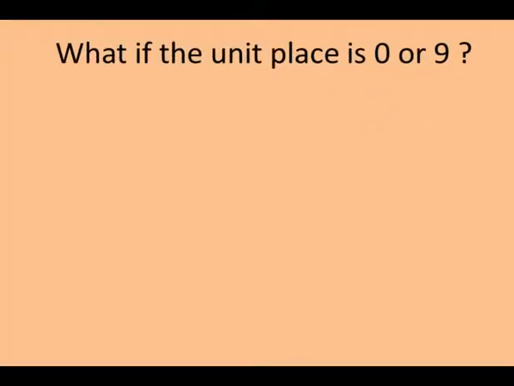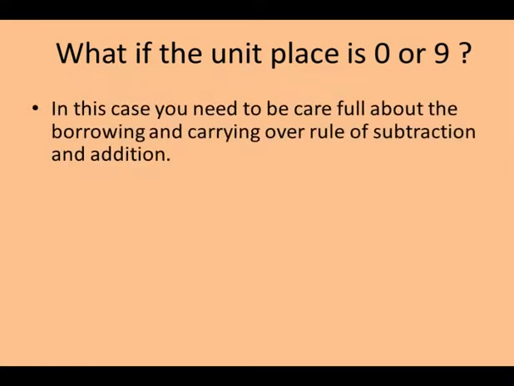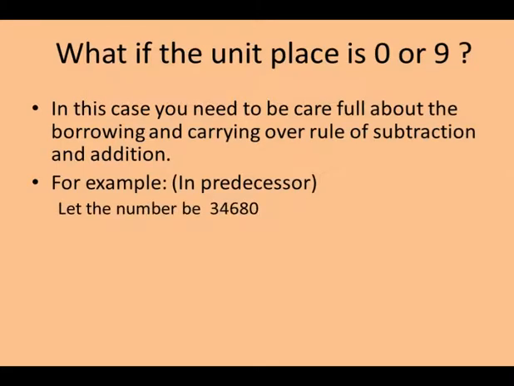Then what if the unit place is 0 or 9? To find the successor or predecessor, if the unit place is 0 or 9, then what do we do? In this case we need to be careful about the borrowing and carrying rule of subtraction or addition. For example, in predecessor we have taken this number, 34,680, and we have to find the predecessor. Here the unit place is 0.